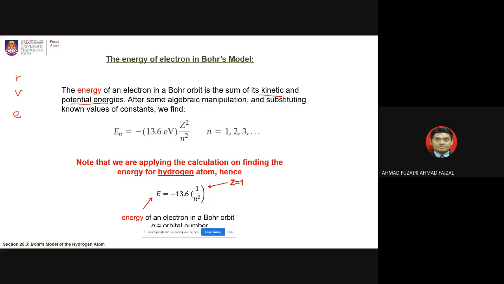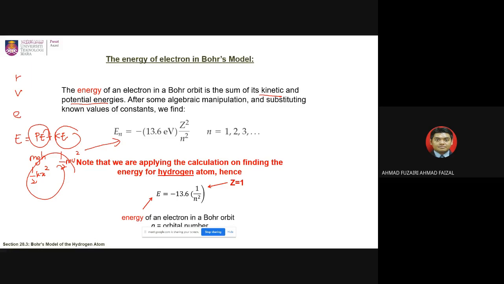Remember, when you talk about energy, we have learned the energy part in our first semester. Energy comes from PE plus KE. The simple one: energy comes from potential energy plus kinetic energy. After some algebraic manipulation and substituting known values of constants, we will find that, let's say mgh, maybe we have half kx squared, depends on the situation, and the kinetic energy where we have half mv squared. So after our consideration of this, we will get the energy of an electron.